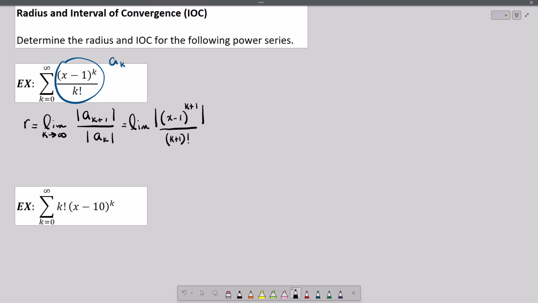Dividing by the absolute value of a sub k means multiplying by the reciprocal. We don't need the absolute value on the k factorial, but we do on this numerator because what if x is 0? What if x is negative 5? You're creating negative numbers there. So there is our limit that's going to determine our radius of convergence.